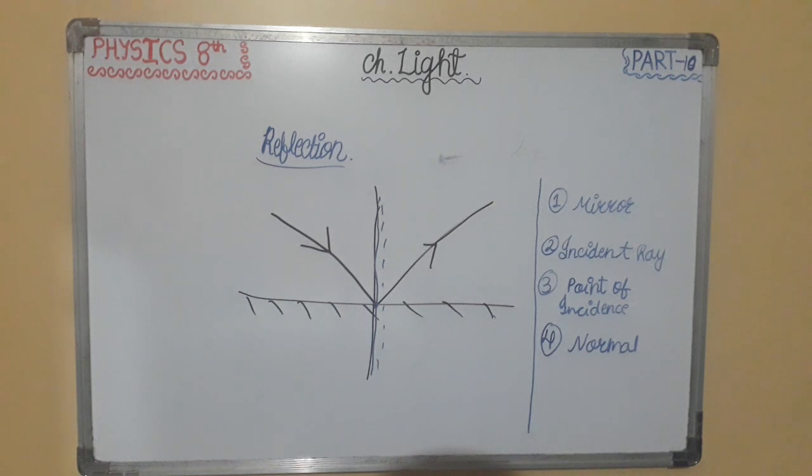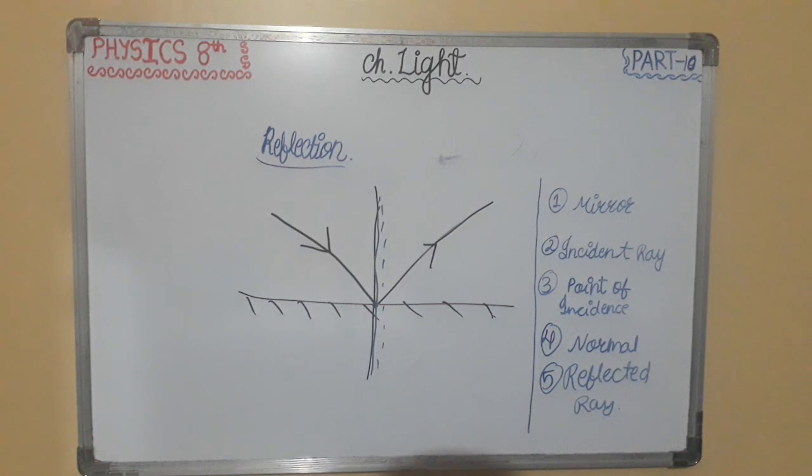Next term is reflected ray. The meaning of reflected ray: the light ray coming back to the same medium after reflection is called reflected ray. I'll repeat, the light ray coming back to the same medium after reflection is called reflected ray.